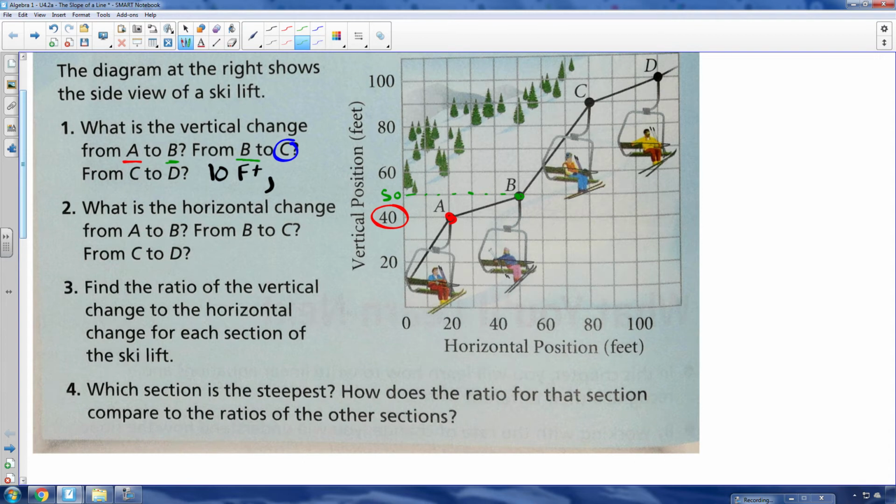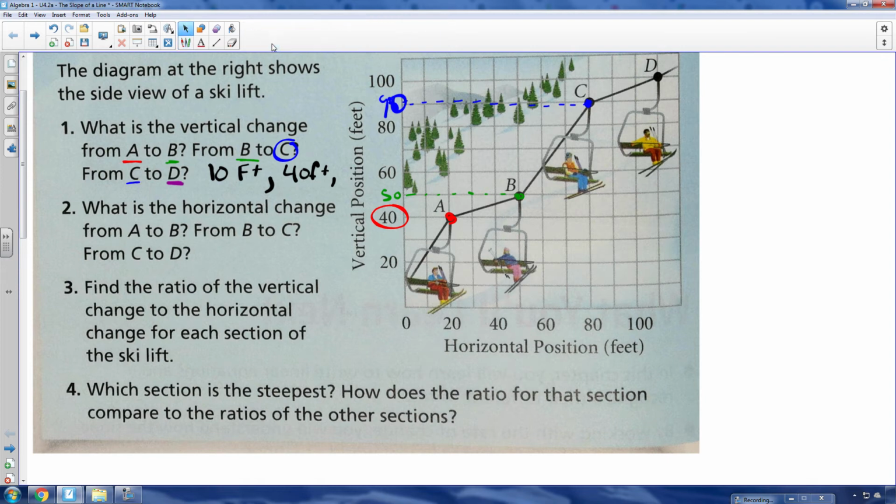Now they want to know the change in height from B to C. We'll use blue for C, and we'll still use green for B, obviously. Well, C is way up here, and C is at a height of 90. So if it went from a height of 50 to a height of 90, the change in height was 40 feet. It went up 40 feet.